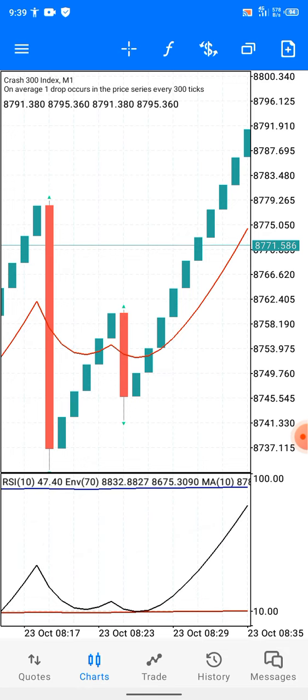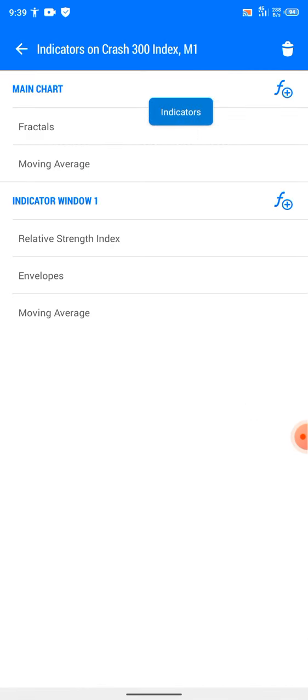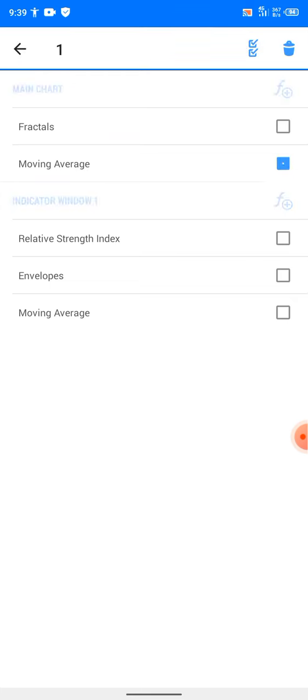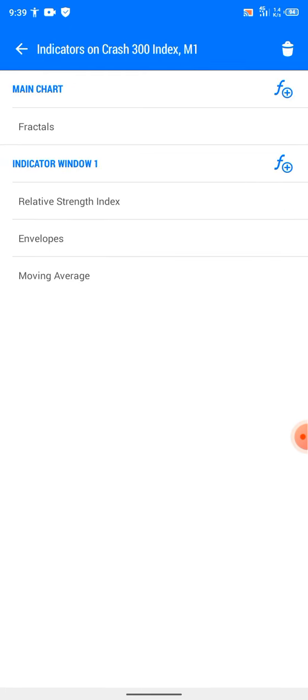Now, guys, go to your F icon at the top right here. Go to your F icon and just remove your moving average. Let me remove the moving average for you guys. Now, this setup of the strategy is easy, as you all know, guys. This strategy is on the indicator window, guys.